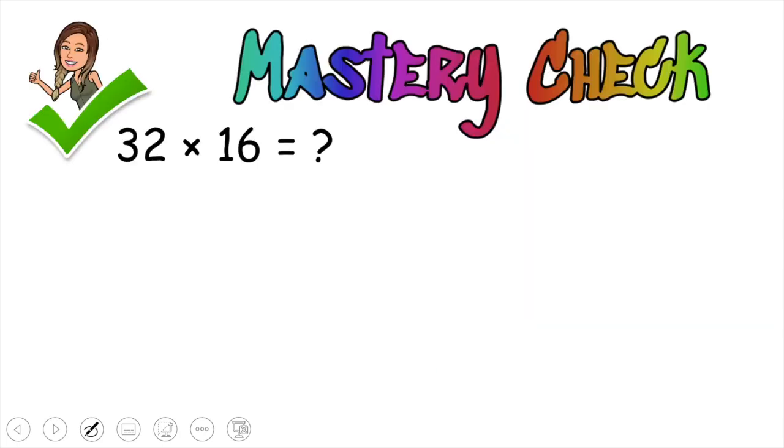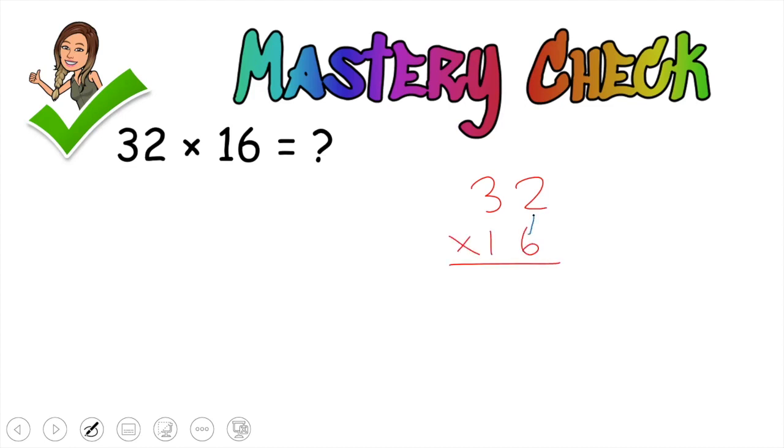Okay, we're going to practice the bow tie method in a mastery check. Okay, so when I say so, I want you to pause the video and see if you can solve this equation by yourself. Ready? Pause. Okay, so in this equation, we have 32 times 16.